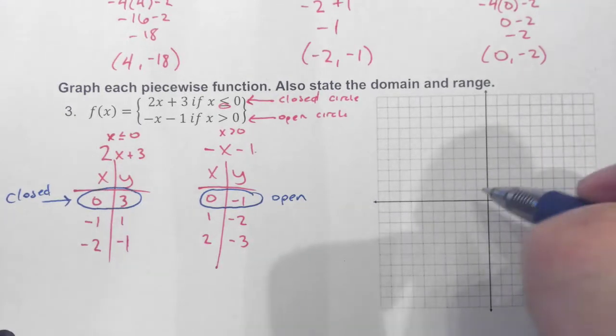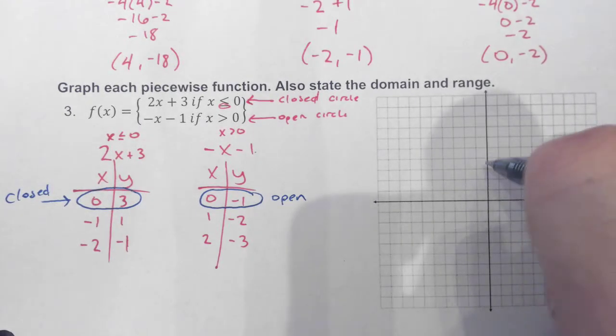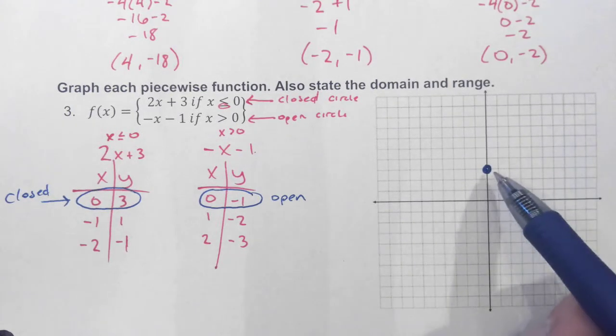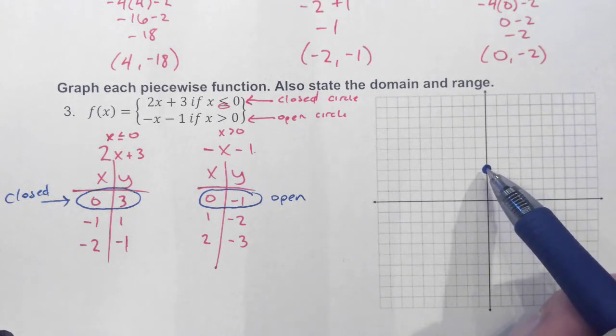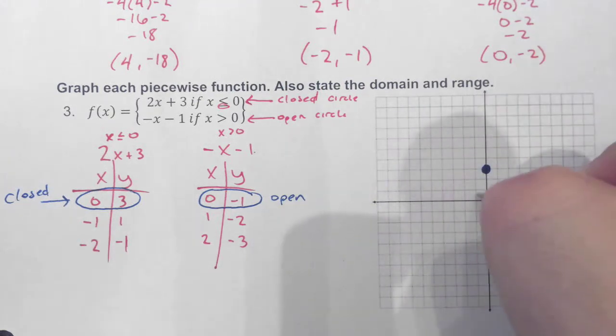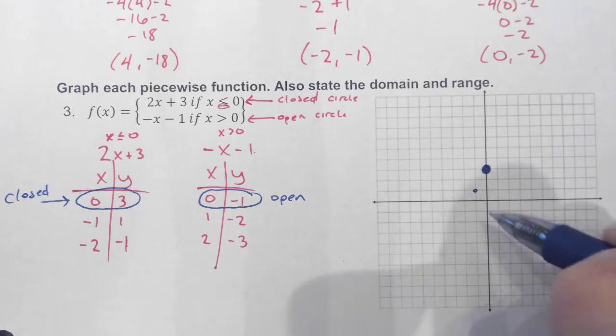0, 3. 0, 3 is up 3. So it's going to be a nice, big, closed, filled-in circle. So always do that. And then I'll plot the other 2 points. Negative 1, 1. So that's left 1, up 1. And then left 2, down 1.